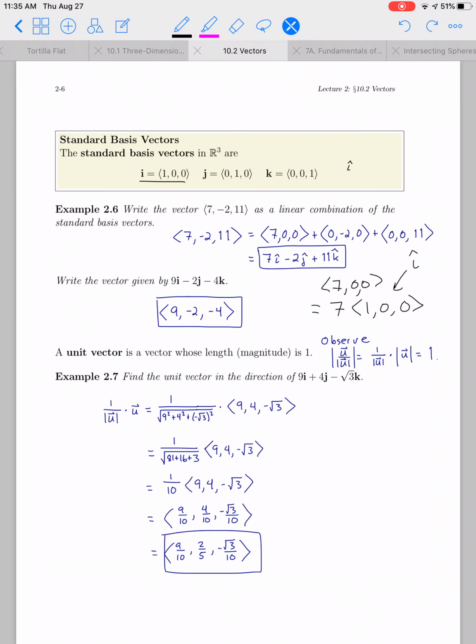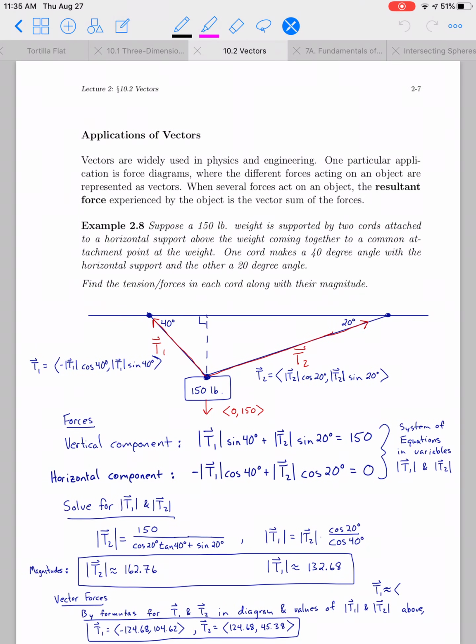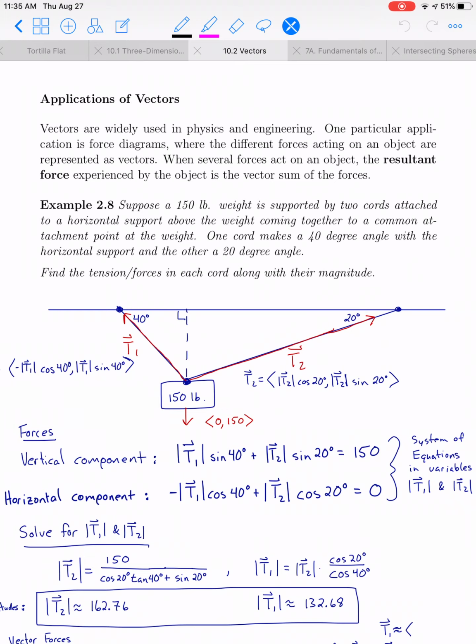Okay, so our last example is an application. Vectors are often used in terms of force diagrams. A vector can represent anything from position to momentum to force to velocity, anything with a direction and magnitude or a scale and magnitude. In this case we're going to be talking about resultant forces: the sum of vectors acting on a single object produces a resultant force.